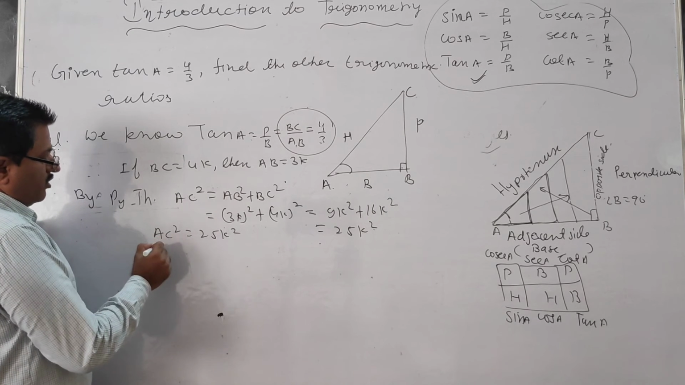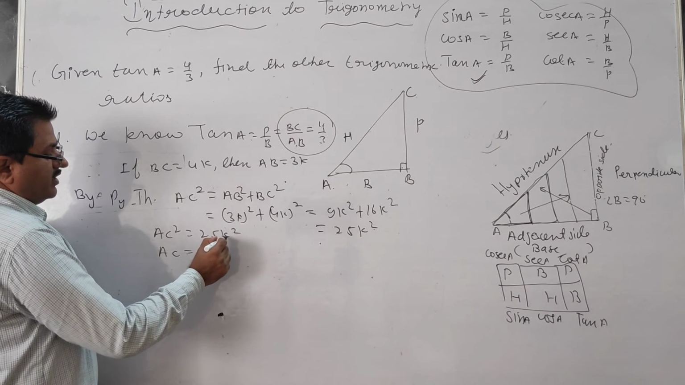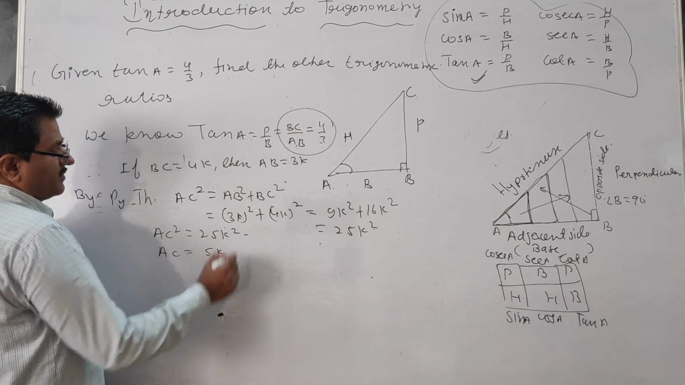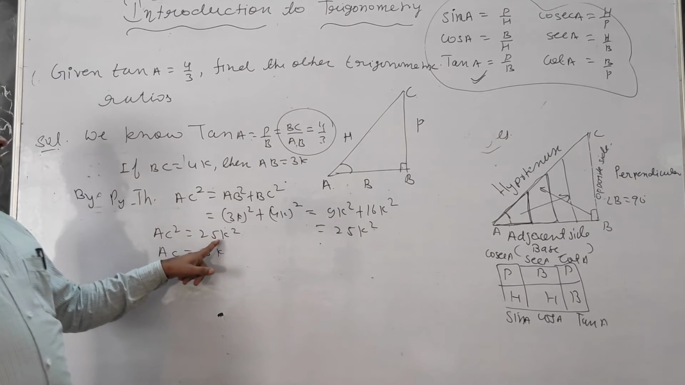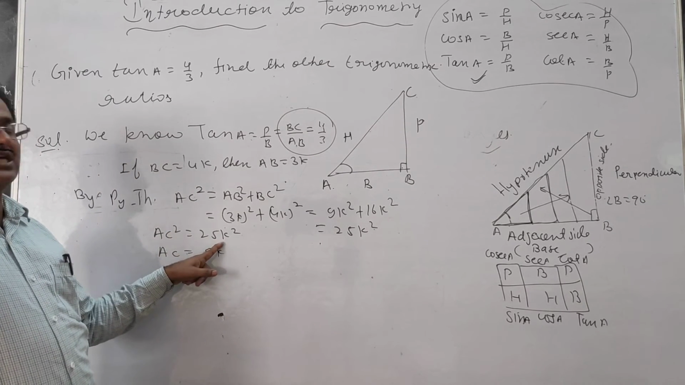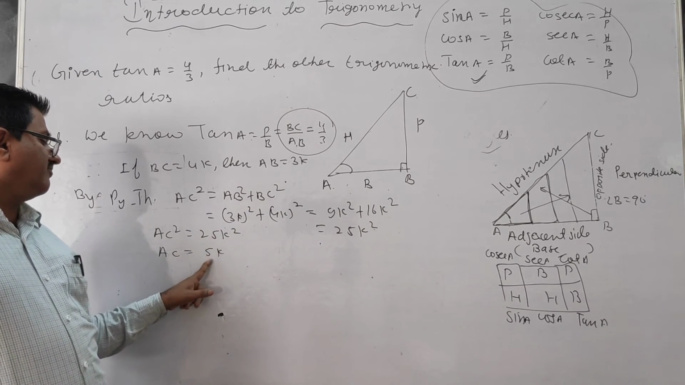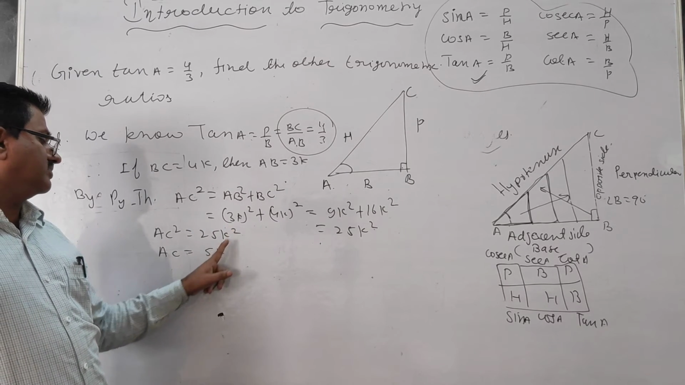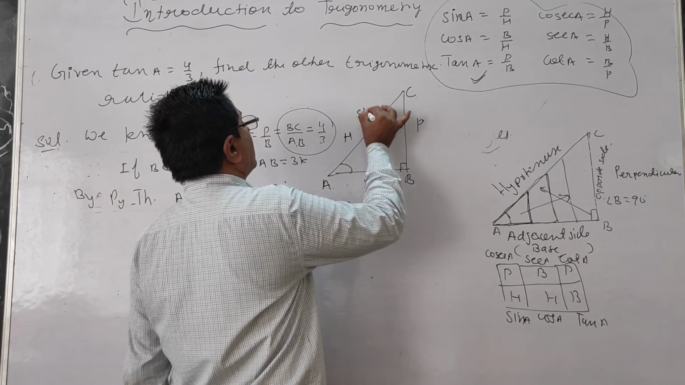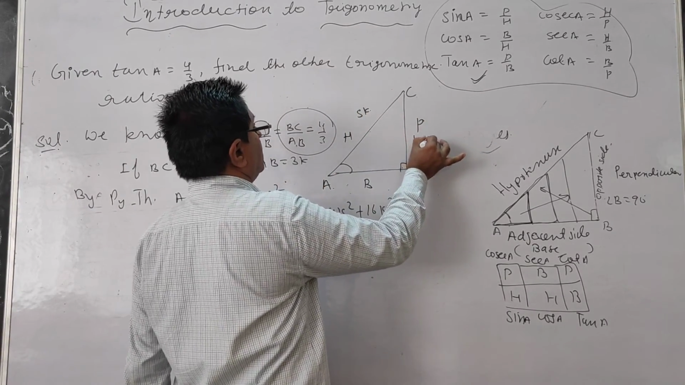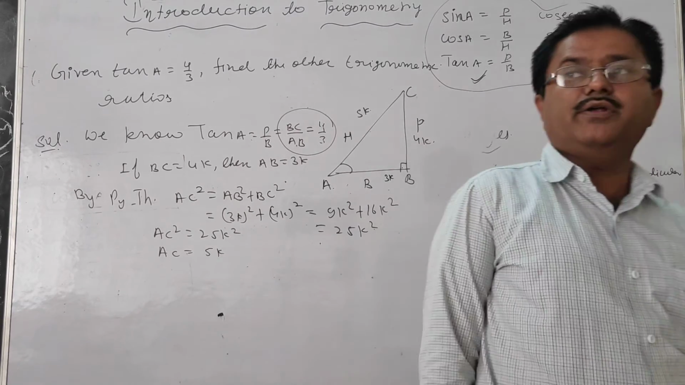So take the square root on both sides. AC square equal to 25K square. Square root to this side, then we get the square root. So square root of 25 is 5, square root of K square is K. Right. So what do we get? We get AC as 5K. This is 4K. So we get all the three sides of the triangle.